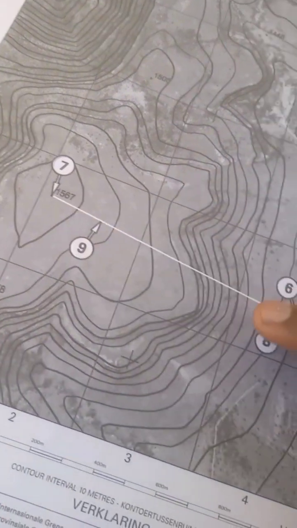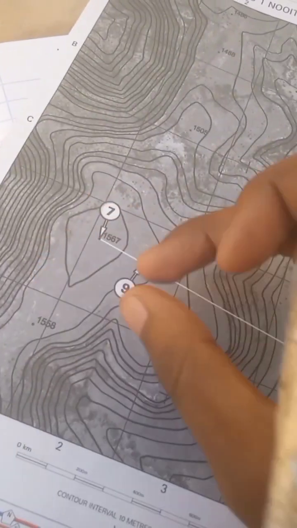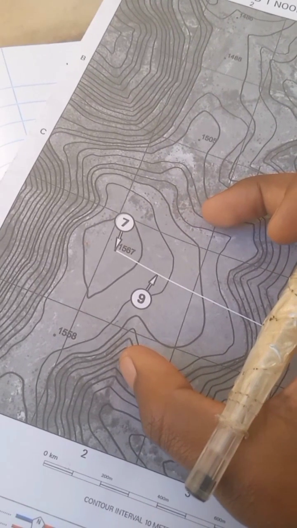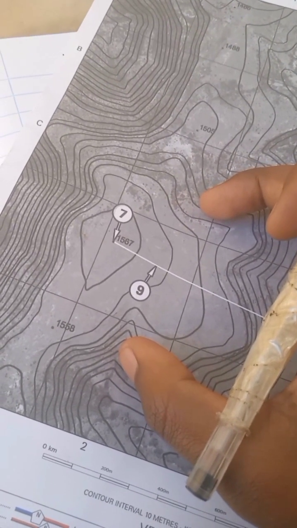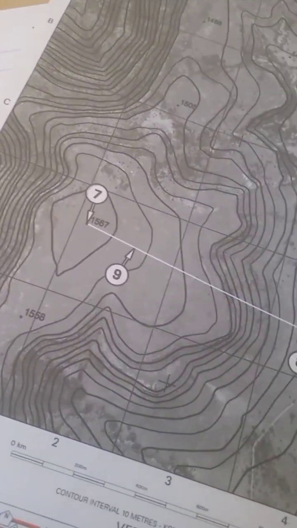This is a gentle slope. So it is steep and then gentle, and it is wider. Okay, so we cannot say that it is a butte. Okay, so I don't know.